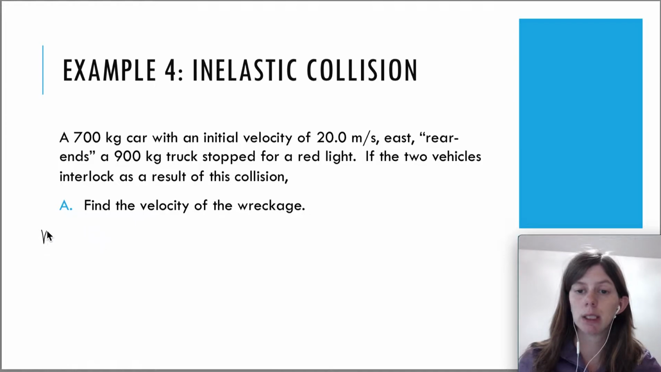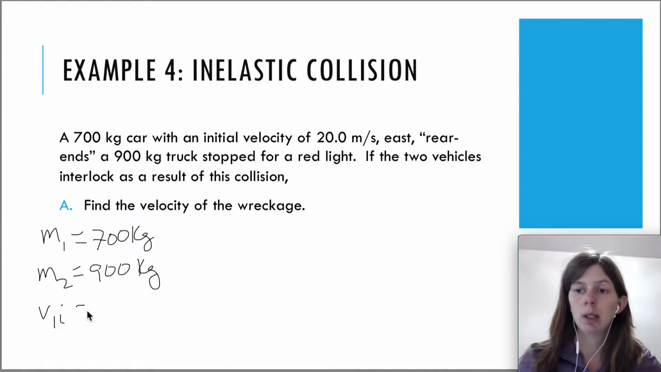So for all collisions, I write down the givens. I'll have M1 be the car, 700 kilograms, M2 be the truck, 900 kilograms. V1 initial is 20 meters per second. It's east, I'll call that positive. The truck, V2 initial, is stopped for a red light. That's 0. And then we have V1 final. Well, they stick together, so we just have V final because they both have the same final velocity.